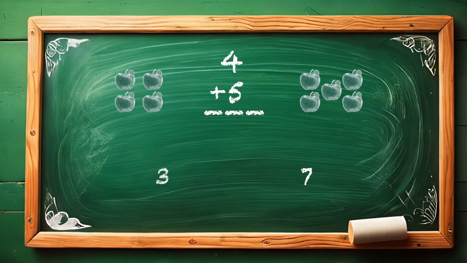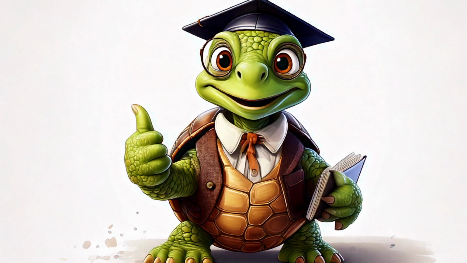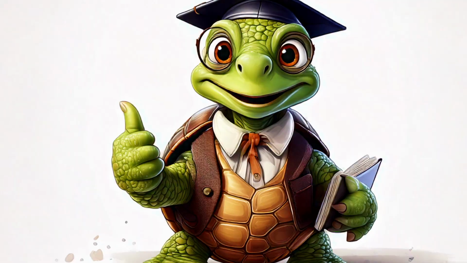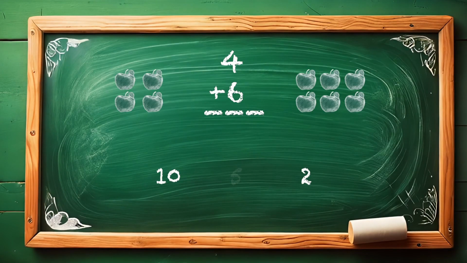If you have 4 apples plus 5 apples, do you have 3 apples, 9 apples, or 7 apples in total? 4 plus 5 equals 9. If you have 4 apples plus 6 apples, do you have 10 apples, 5 apples, or 2 apples in total? 4 plus 6 equals 10.